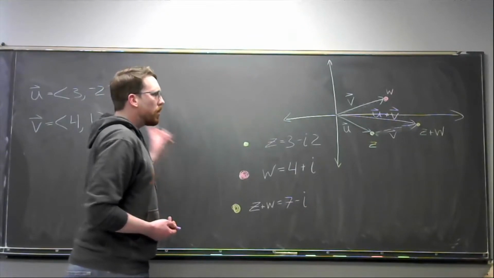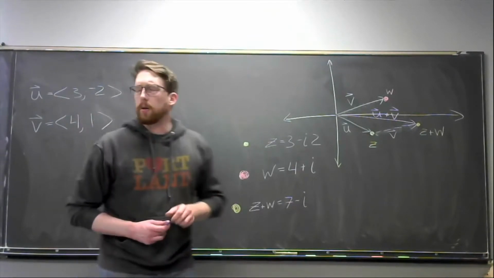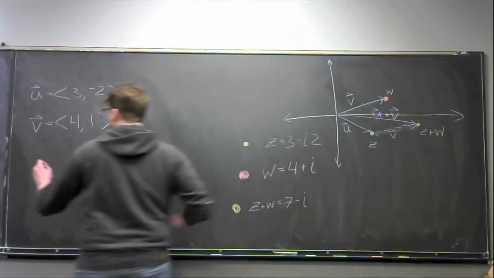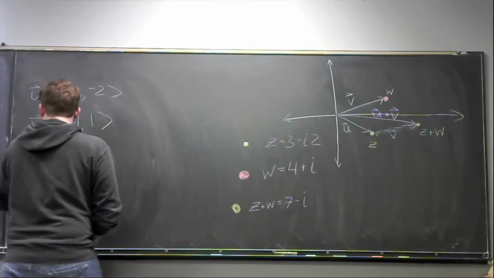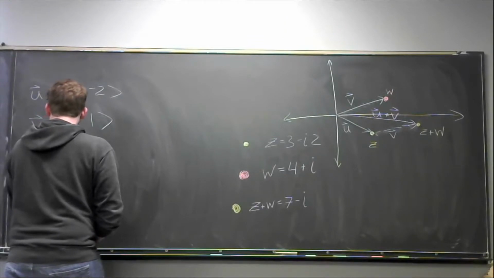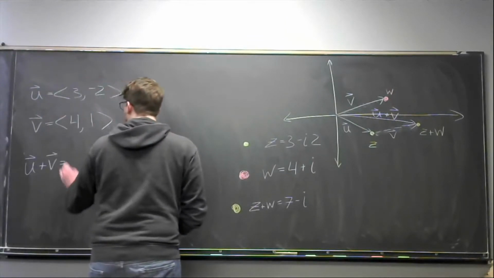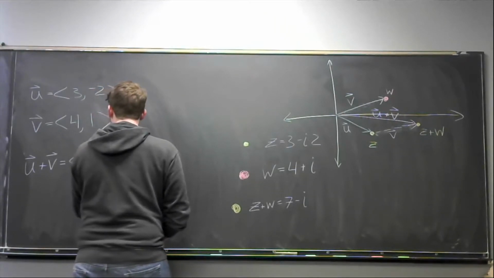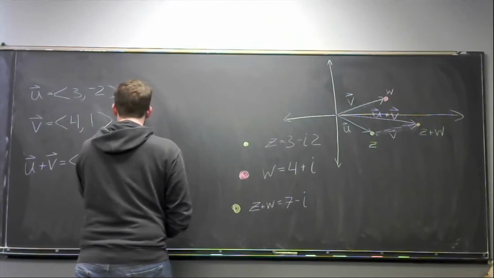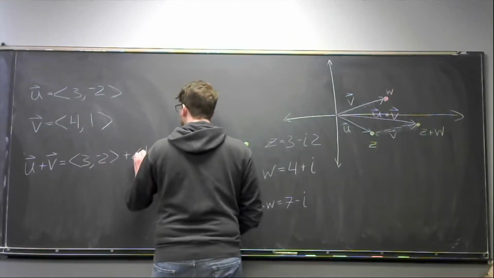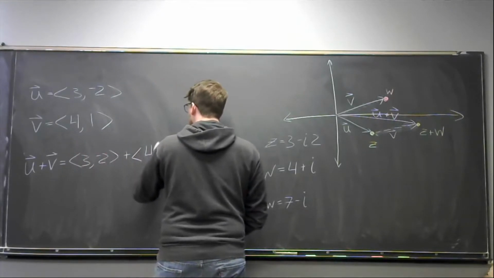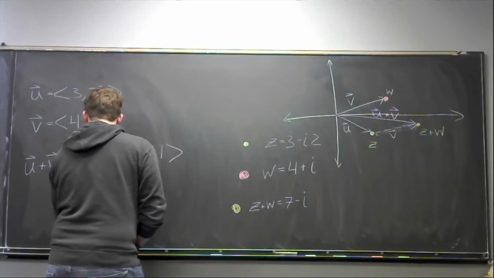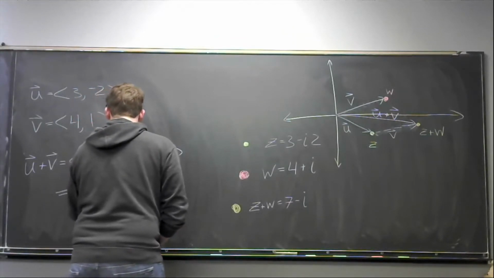Well, let's look at it over here really quick. We know what u is, we know what v is. So u plus v is equal to the vector 3, negative 2, plus the vector 4, 1. Well, we know this is equal to then 7, negative 1.